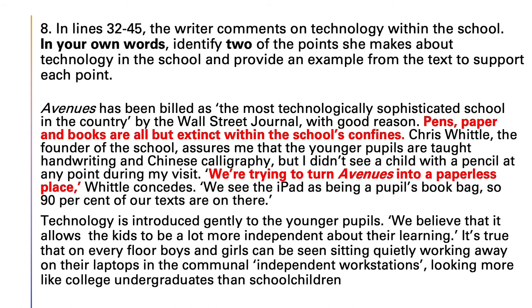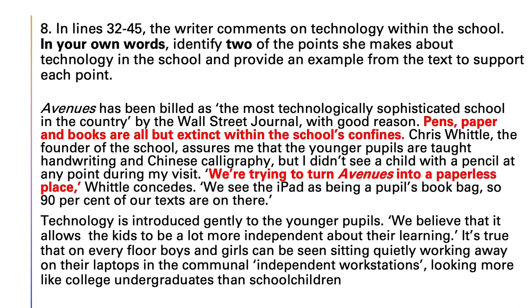Question number 8. In lines 32 to 45, the writer comments on technology within the school. In your own words, identify 2 of the points she makes about technology in the school and provide an example from the text to support each point. Let's scan the area. Avenues has been billed as the most technologically sophisticated school in the country by the Wall Street Journal with good reason.